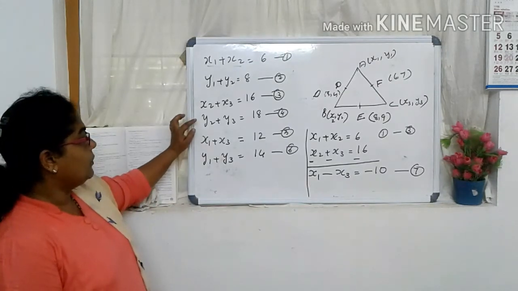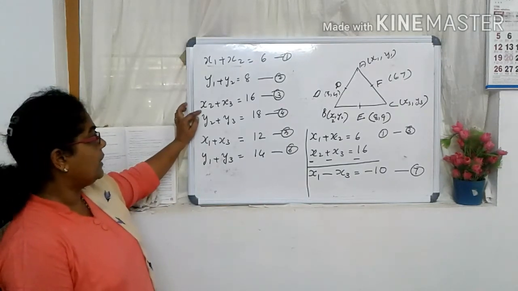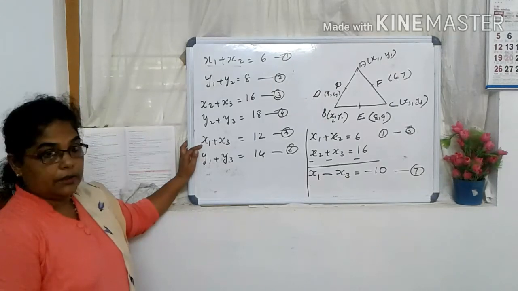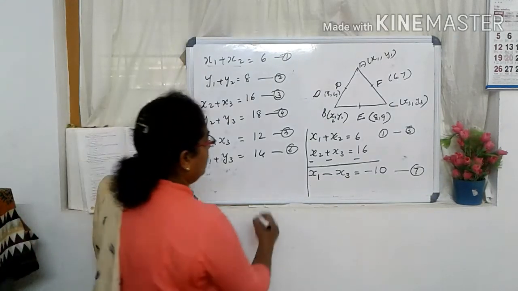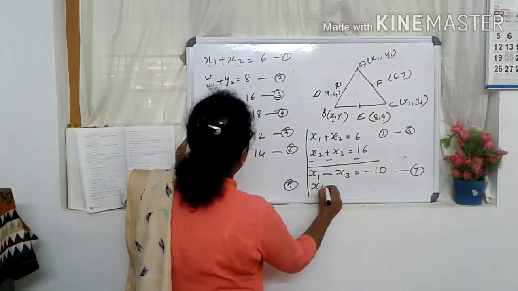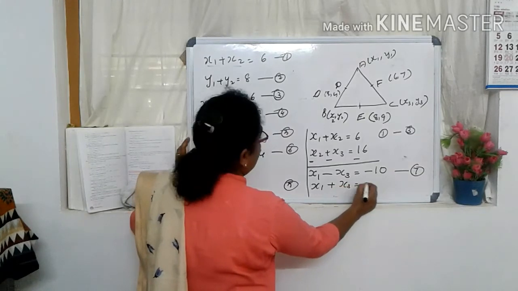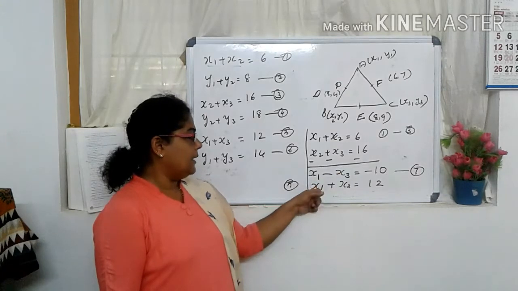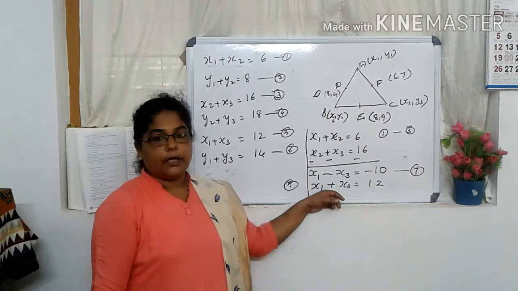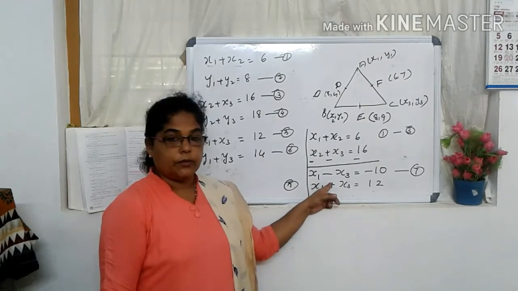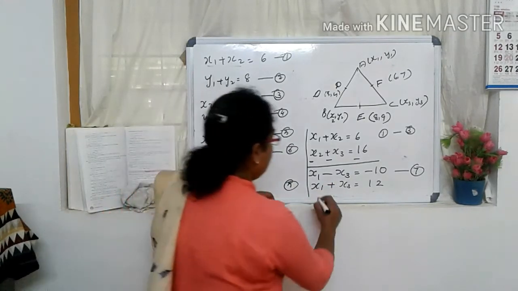Now we have one more equation we did not use here. What is that? The fifth one: x1 plus x3 equal to 12. So the fifth equation gives x1 plus x3 equal to 12. Now it is x1, x3, and x1, x3. So by doing the elimination method, we can find out the values of x1 and x3.